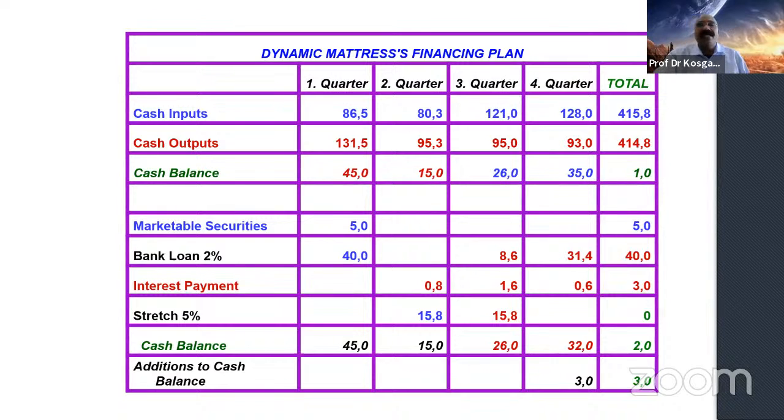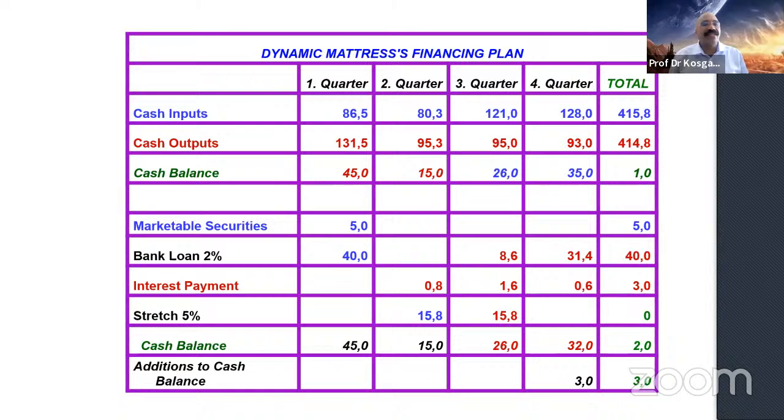86, 80, 121, 128. See the first quarter, 80. In the second quarter, 80. In the third quarter, you require 50% more. Fourth quarter, you require 50% more than the first quarter. That is cash inputs. Now cash going out: 131, 95, 95, 93. First quarter, you require more cash to go out, payable. And the second quarter, it reduces and remains almost the same, 93, 95, closer.